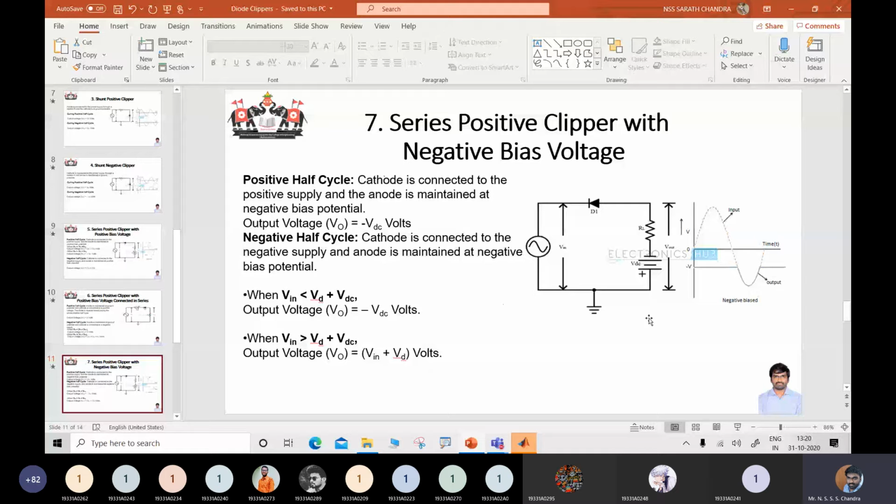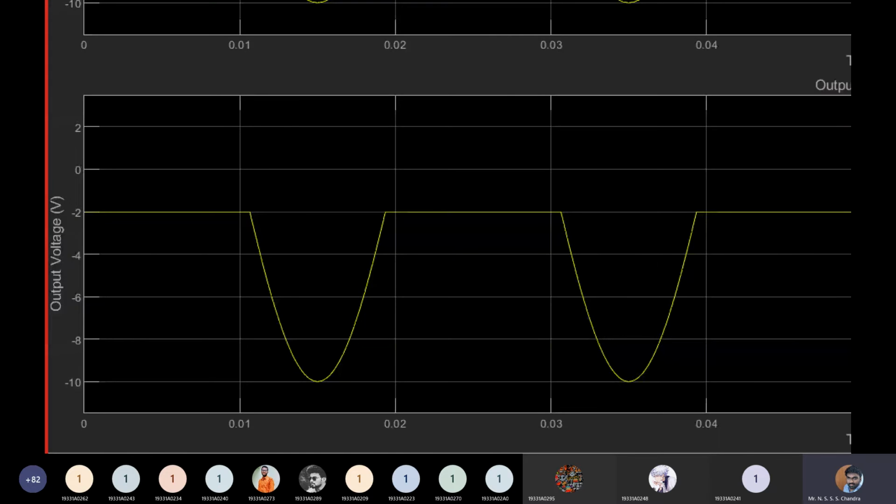So can you see the output voltage? What is the maximum voltage you are observing in the output voltage? What's the maximum value you are seeing? I'm not asking about the negative peak, I'm asking about the maximum value. Is it 0 or minus 2? Please respond. What's the voltage you are seeing on the screen?